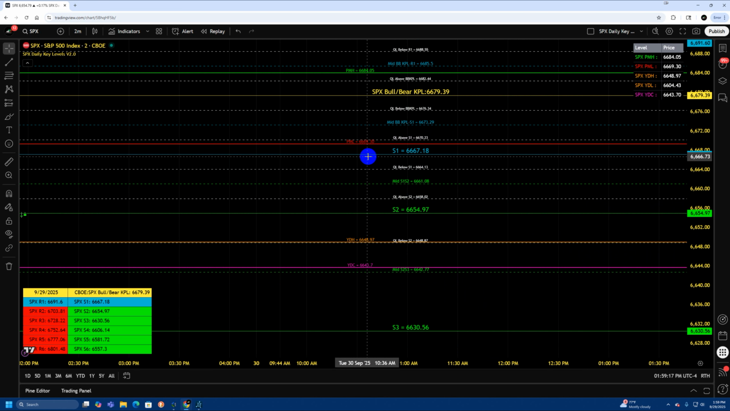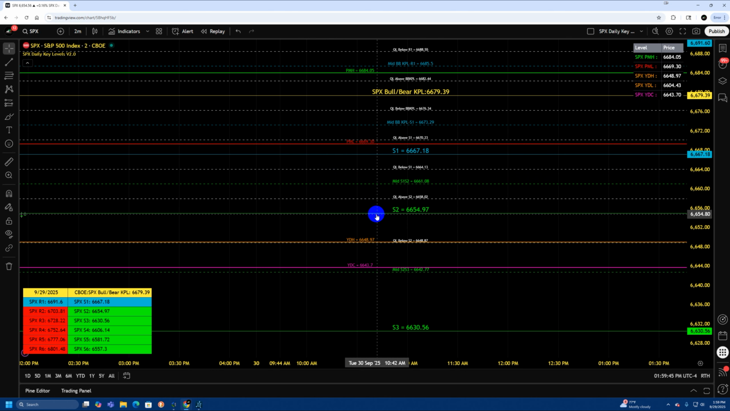Same thing applies to the S levels on bearish trades. If you're taking a bearish trade based on price action coming down, closing below S1, then your tight stop loss in that bearish trade taken from the S1 level is QL above S1, and your standard stop loss is the first midpoint level above S1, which is this mid BBKPL S1.